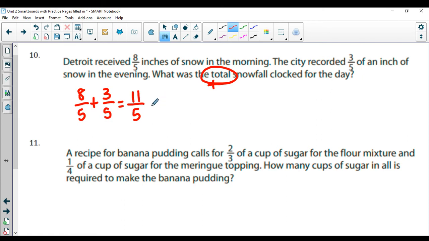Because it's a word problem, I'm going to go ahead and change this to a mixed number. 11 divided by 5 is 2. That gives me 10, so there's one remaining. Denominator stays 5. So I would say 2 1/5 inches of snow.